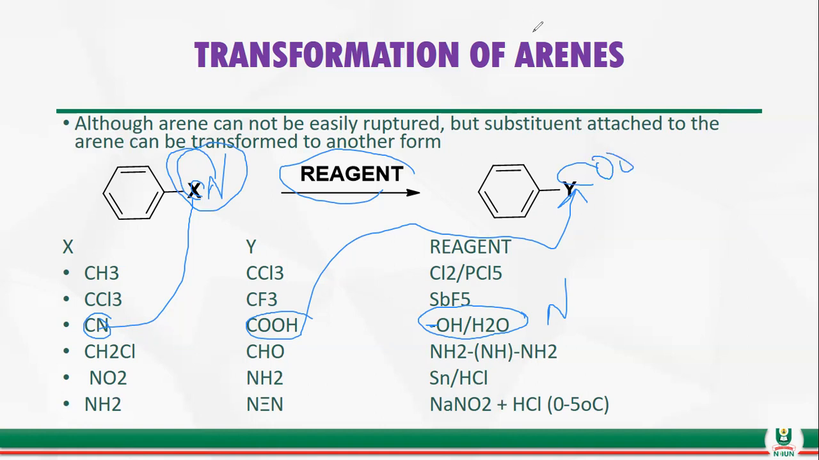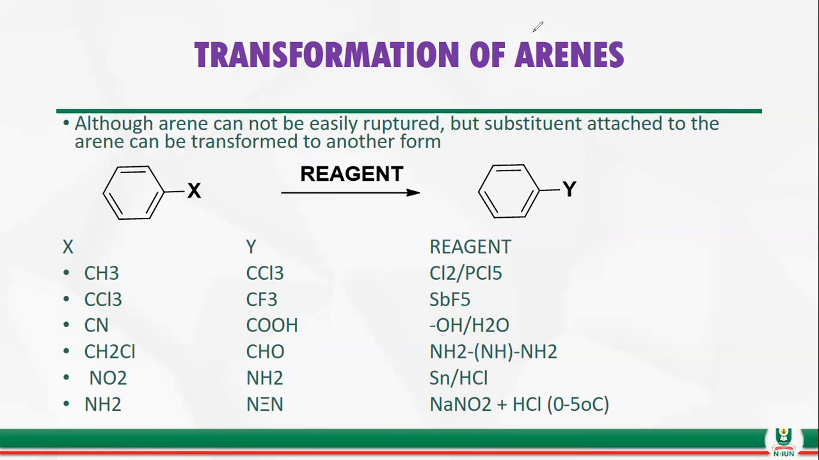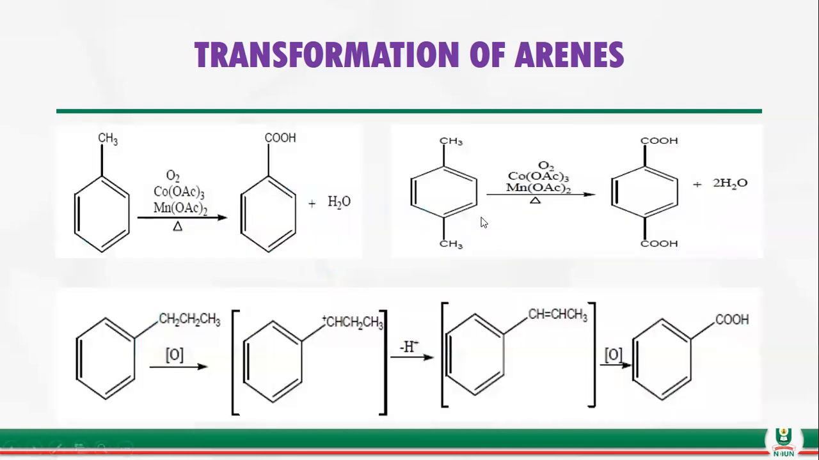That's the first. Then the second one, we talked about CH3 in 1 and 4 positions. How do you turn them to dicarboxylic acid? This is it. This is paraxylene in the presence of molecular oxygen and cobalt acetate, or cobalt and manganese acetate. It turned this one to carboxylic acid, and it turned this one to carboxylic acid.